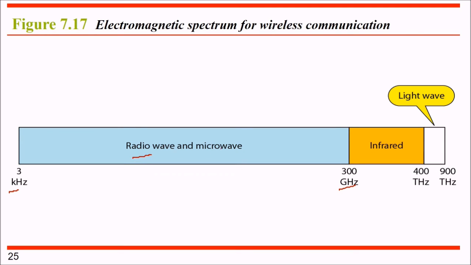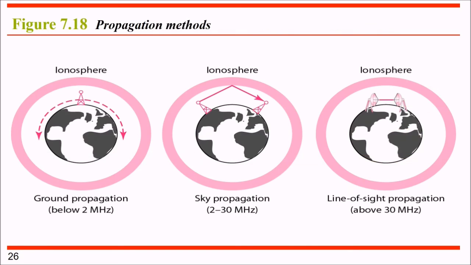We have radio wave and microwave. So the frequency, as you can see, is increasing. Let us see. First of all, the infrared from 300 GHz to 400 terahertz, and light wave is here, which varies from 400 terahertz to 900 terahertz, and we see that this is the formation of the electromagnetic spectrum utilized for our wireless communication.